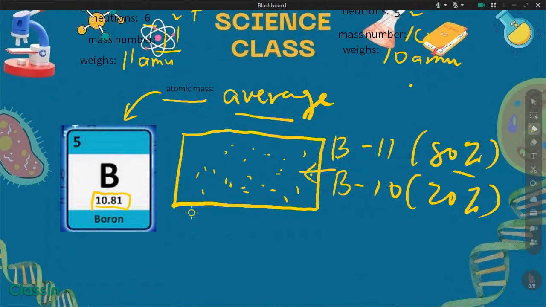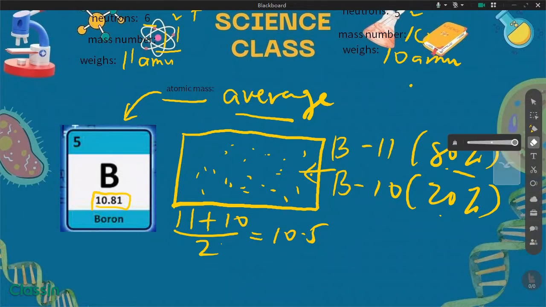You might be thinking that I will add boron 11 plus boron 10 and divide by 2, right? And that would be your 10.5. This is how you get a simple average. But no, since we have 80% here and 20% here, we cannot choose this unless there will be 50% each of boron 11 and boron 10.